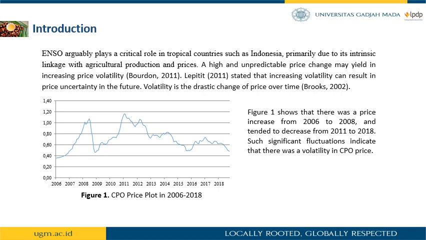ENSO arguably plays a critical role in tropical countries such as Indonesia, primarily due to its intrinsic linkage with agricultural production and prices. A high and unpredictable price change may yield increasing price volatility. Levitt states that increasing volatility can result in price uncertainty in the future. Volatility is the drastic change of price over time. Figure 1 shows that there was a price increase from 2006 to 2008 and it tended to decrease from 2011 to 2018. Such significant fluctuation indicates that there was a volatility in CPO price.